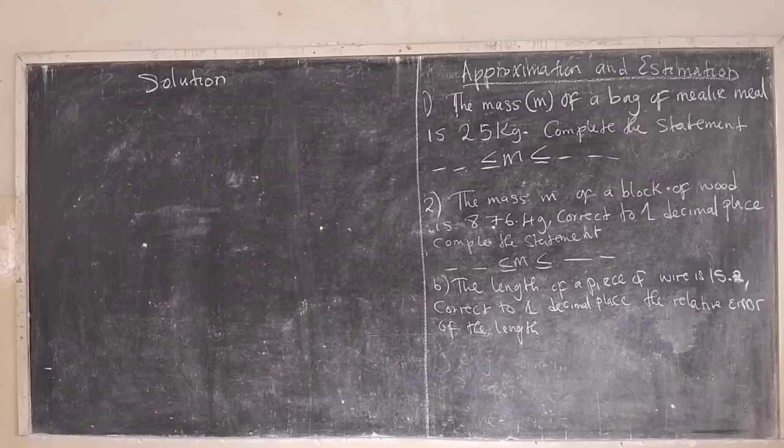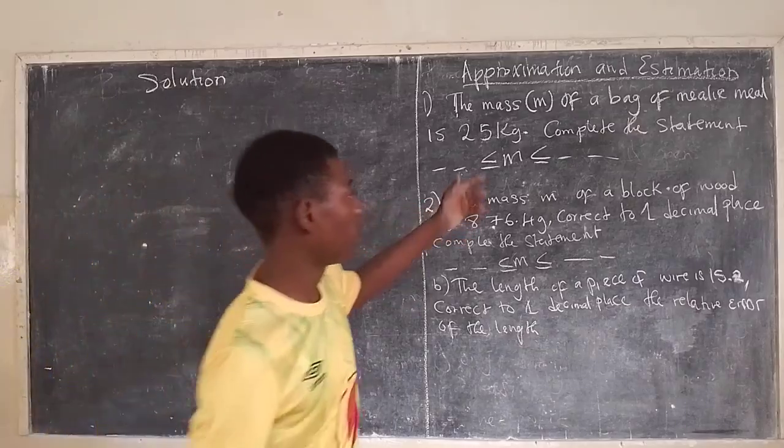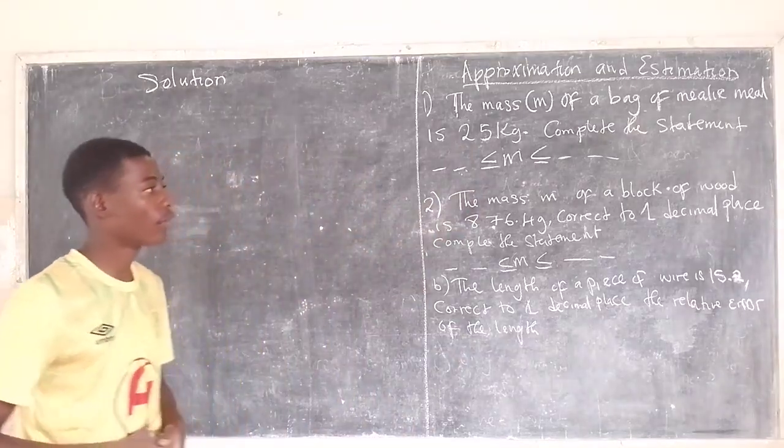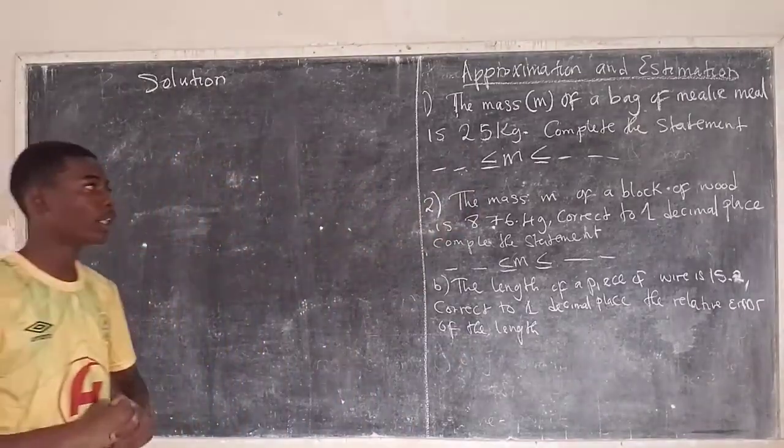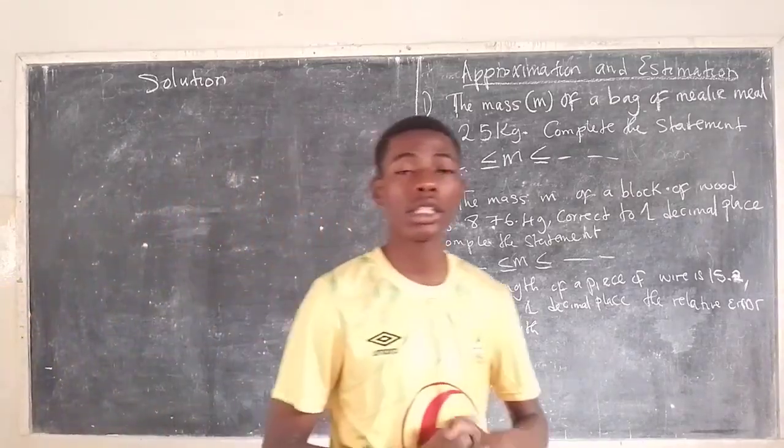We have been given the mass for the first one. So we have 25 kg. Now we are told to complete the statement. So how do we complete such a statement?